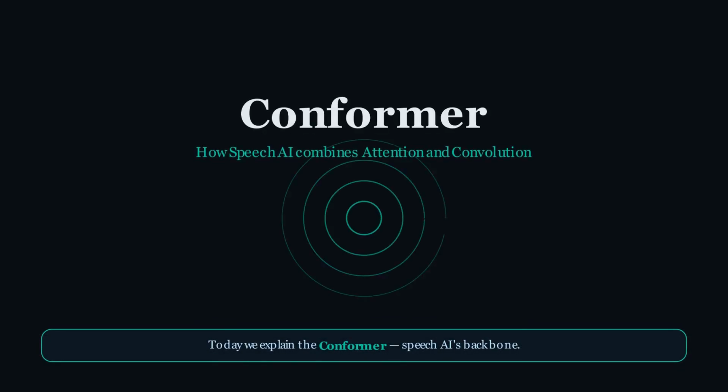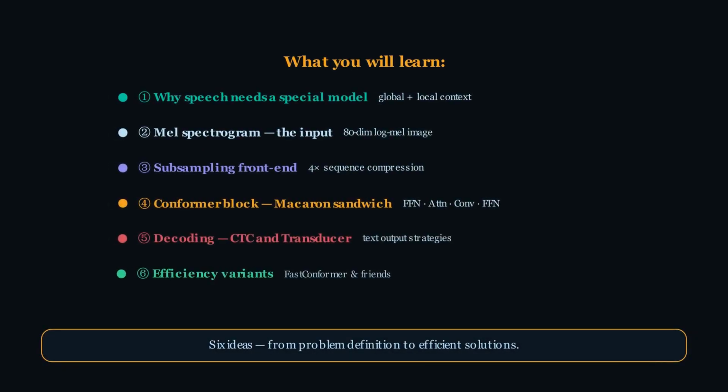Welcome. Today we will build a complete understanding of the conformer, the neural network architecture that powers modern speech recognition. We will cover 6 ideas in sequence. Why speech is hard, the Mel Spectrogram Input, the subsampling front end, the conformer block and its macaron sandwich structure, 2 decoding strategies, and the most efficient variants.